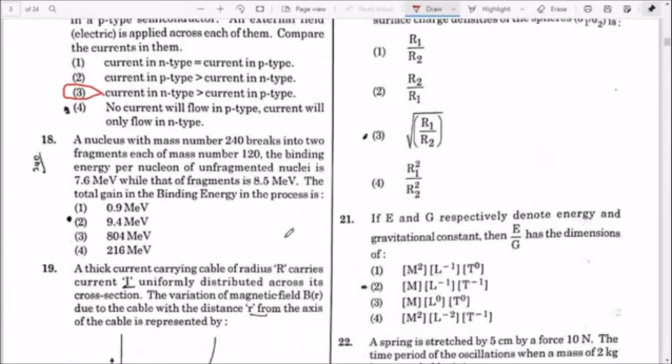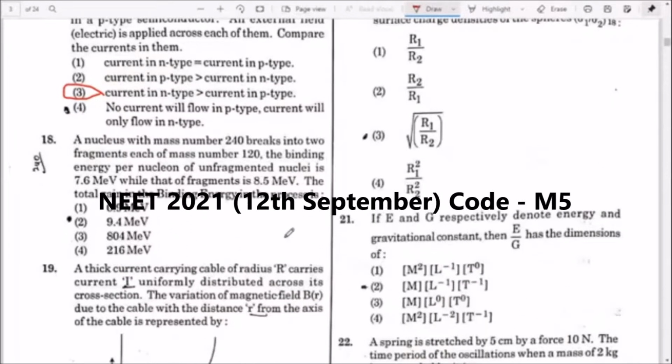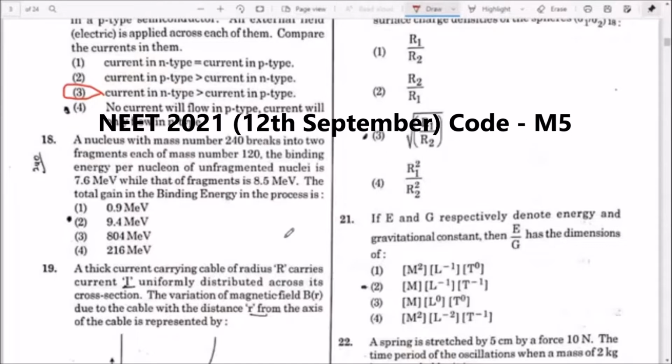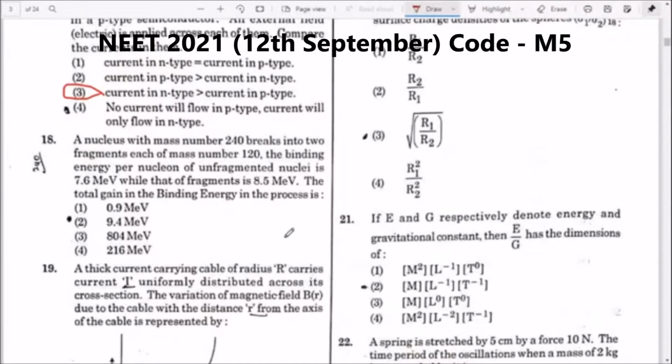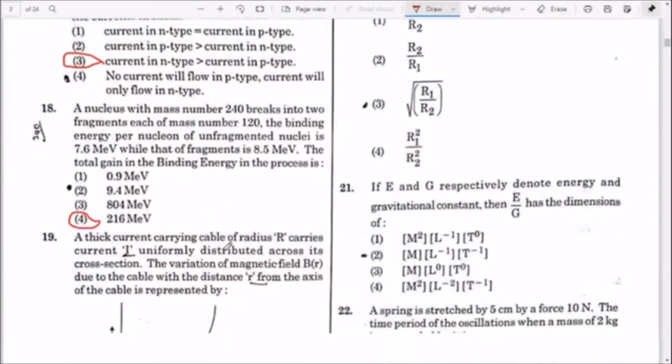Next, a nucleus with mass number 240 breaks into two fragments, each of mass number 120. The binding energy per nucleon of the unfragmented nucleus is 7.6 million electron volts, while that of the fragments is 8.5 million electron volts. The total gain in the binding energy in the process is 216 million electron volts, which is the correct option, students.